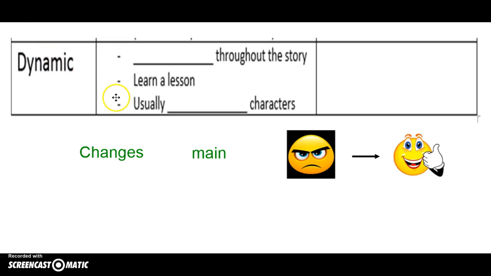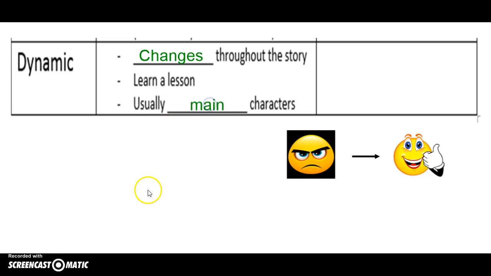Dynamic. A dynamic character is the opposite of static. They are a character who changes throughout the story. Usually they learn a lesson. Usually dynamic characters are the main characters because readers want dynamic characters. Readers want a character who changes. That's more interesting. It's more exciting.